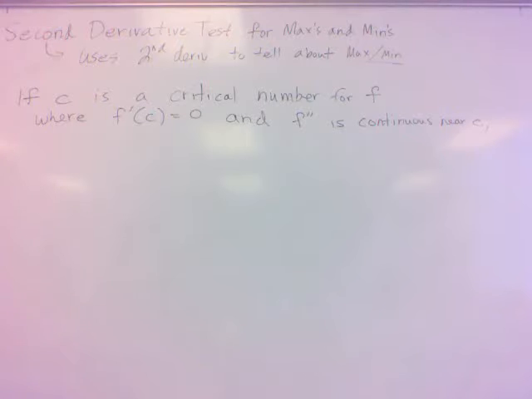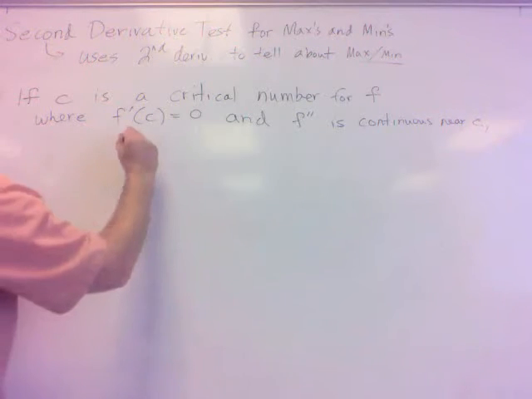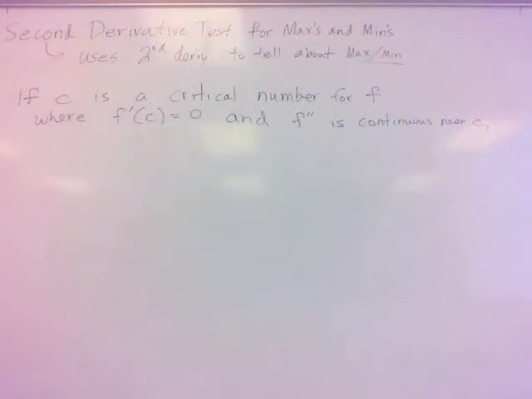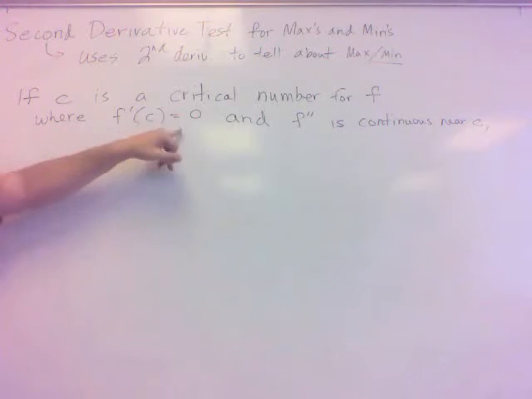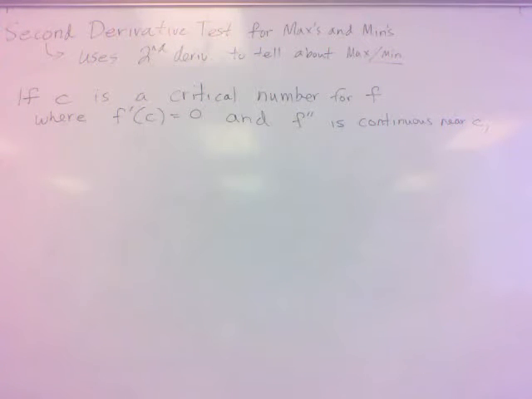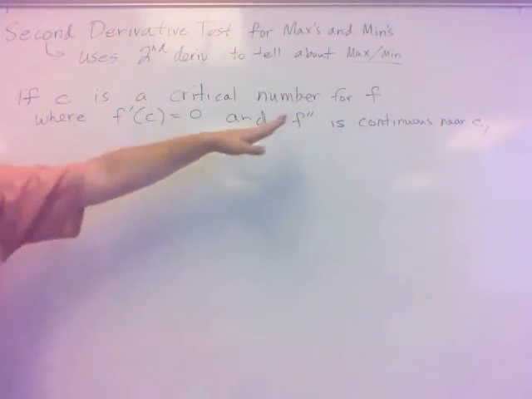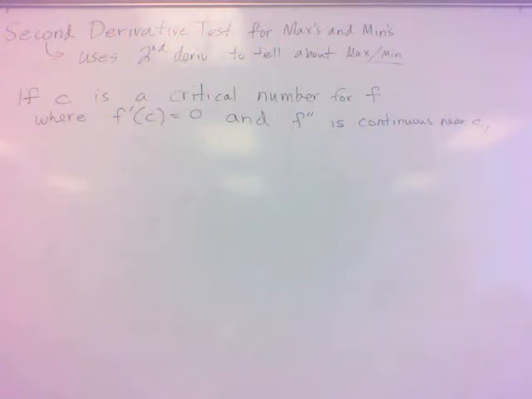So we've got a critical number, and matter of fact, it has to be the critical number where the derivative equals 0, not the critical number where the derivative does not exist. So that's special, and then you have to have the second derivative be continuous. You'll see why. But anyway, there's three parts to the second derivative test.